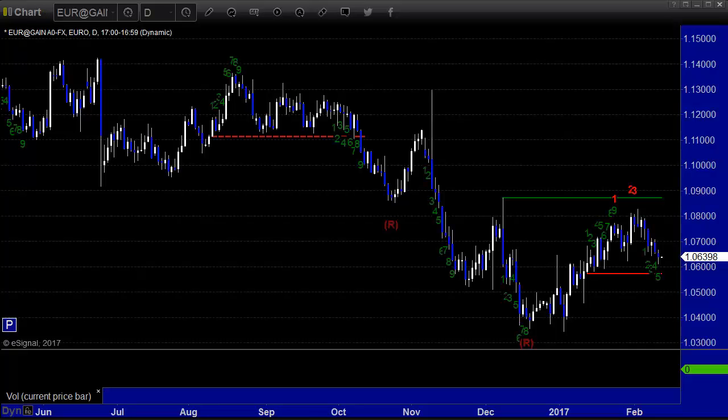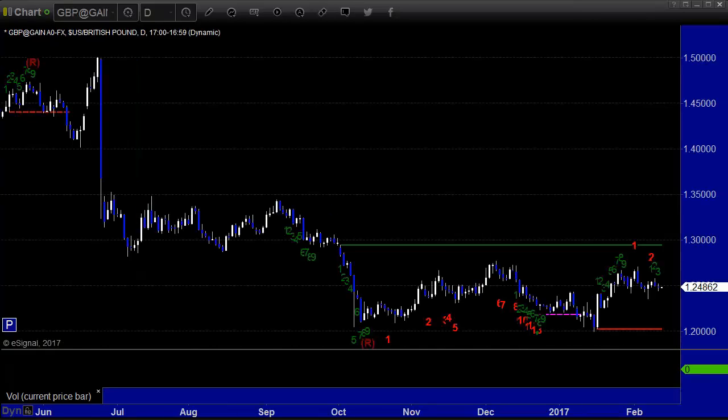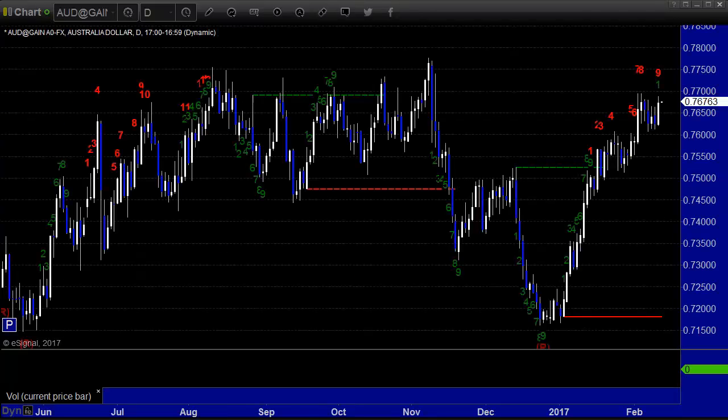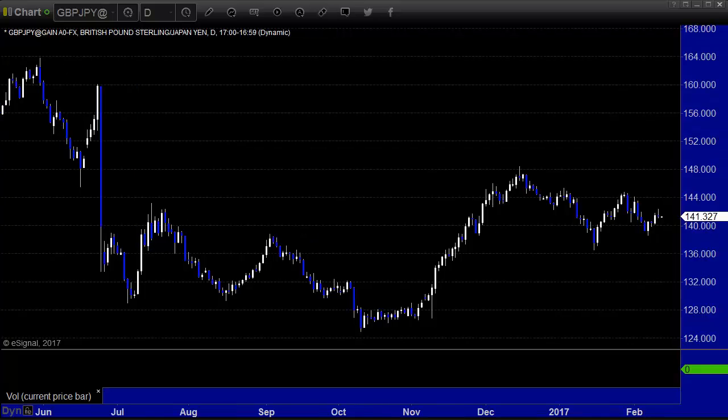Here's the euro dollar, drifted down just like the dollar drifted up. Pound dollar, look at how flat that was. Look at those 5 last candles. Nothing there at all. Really flat week for the pound. Aussie dollar, also flat. I mean, this was really one of the flatter weeks we've seen in a while.